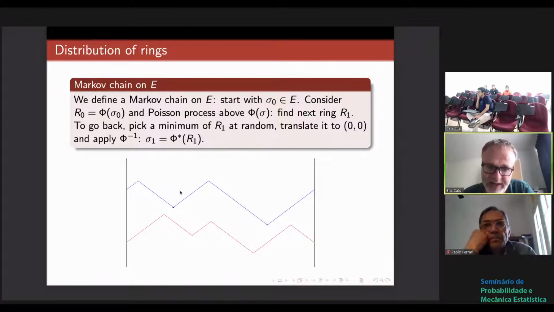So you pick one at random here, for example, this one, and then you rotate, you translate this back all the way to 0, 0, to this green point. So you turn it and you move it, and then you can take the phi inverse of that thing, and that's sigma 1. So now we have defined a Markov chain on our state space E, going from one ring to the next ring, let's say. And what we want to do is describe the stationary measure of that process. That's what we want. And if we can do that, then we have found indeed the stationary structure of all these rings. So that would be nice.